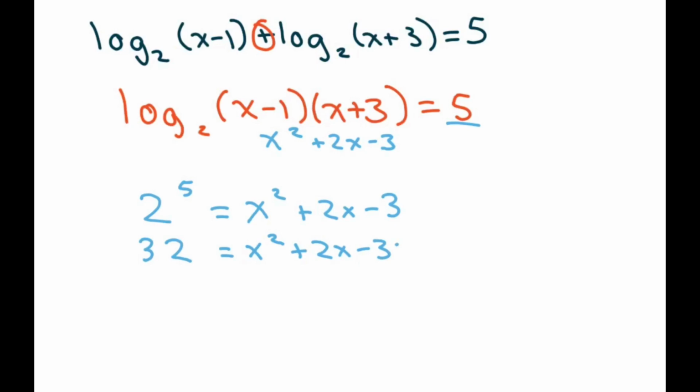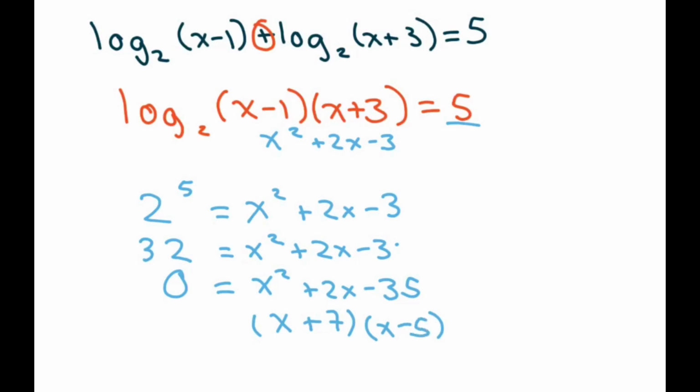We're going to subtract 32 from both sides, so we get 0 equals x squared plus 2x minus 35. This one's simple enough. This will be 7 and 5. This will be x plus 7 and x minus 5. I'll double check my factoring. That's negative 5 plus 7, which gives me 2. So basically, my solutions would be x equals negative 7 and x equals 5.